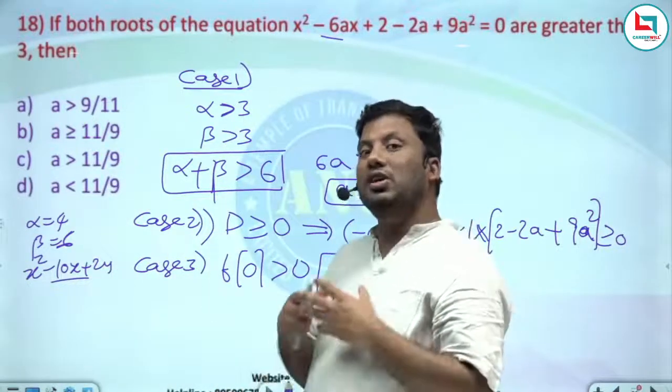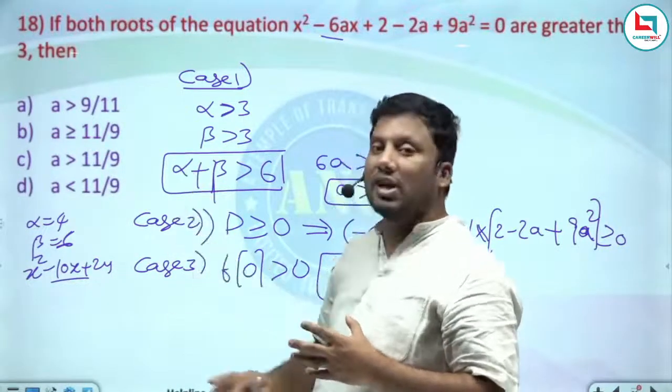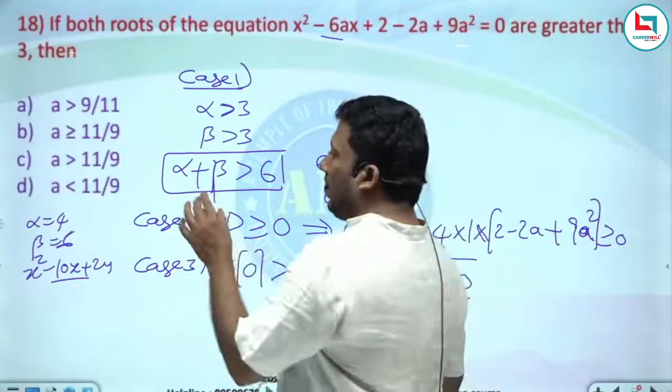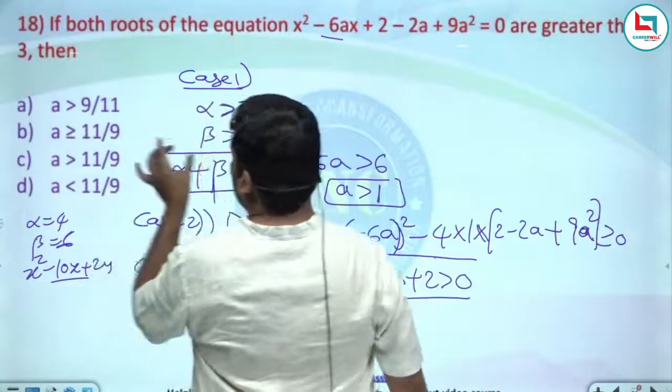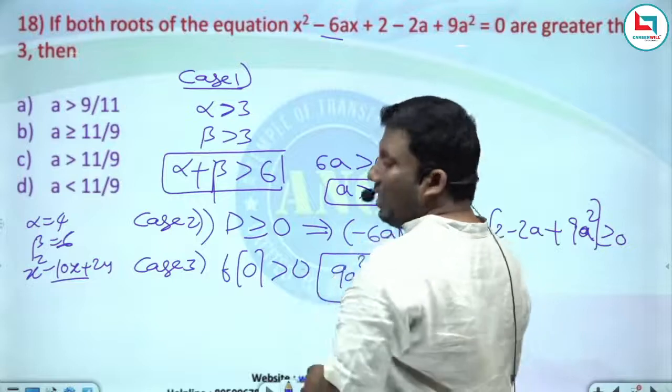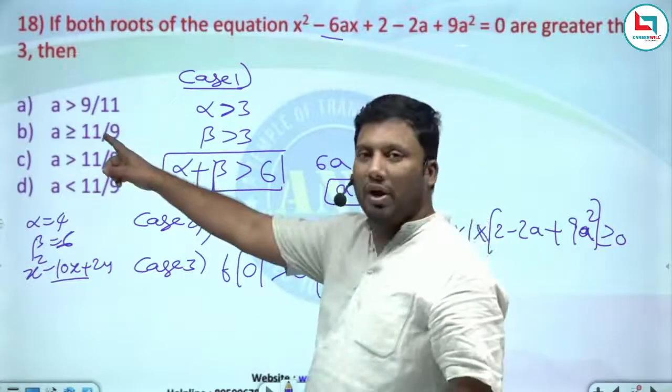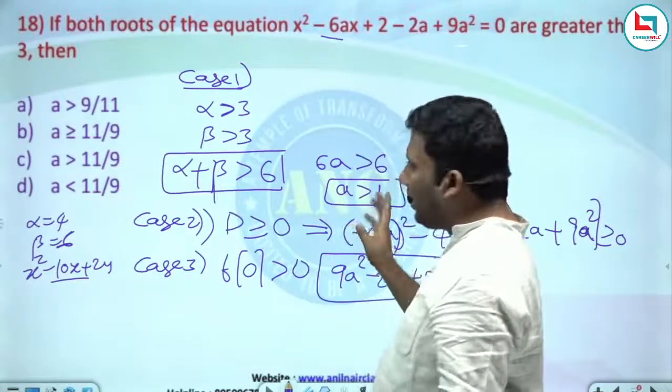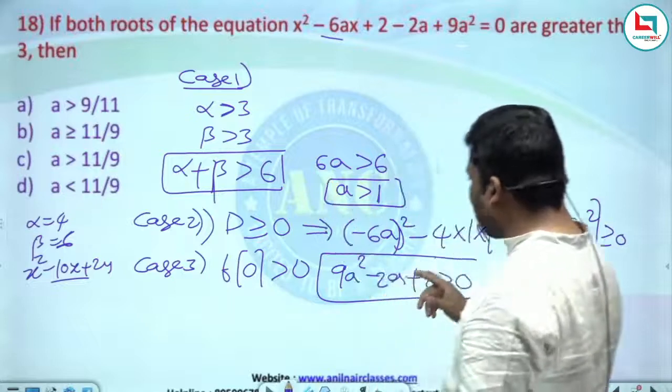What you can do is, in method number 2, look at the answer options and take the value. Take A equivalent to 11 by 9. If it is satisfying, 11 by 9 is 1.2. It is greater than 1. First condition satisfied.